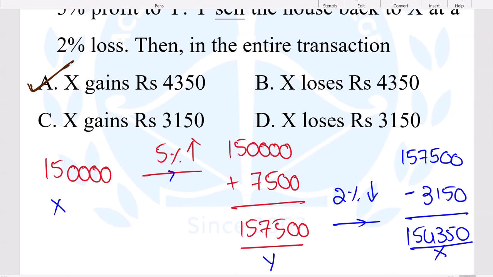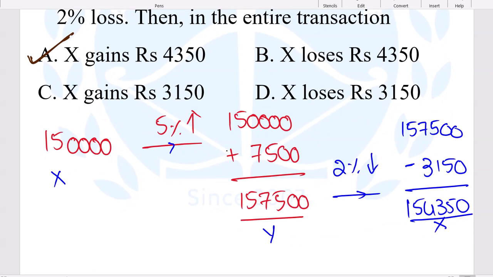Now X is purchasing it for 1,54,350. Okay, you are saying that previously 7,500, now 4,350 you are removing and claiming it like a 3,150 as the gain. But what you just see in this direction, okay, you are saying it's like 7,500 minus 3,150 you are claiming, but still 4,350 only. 7,500 minus 4,350, right?